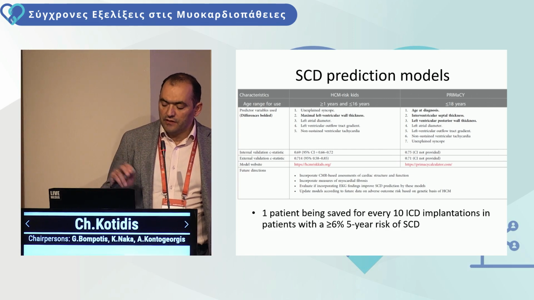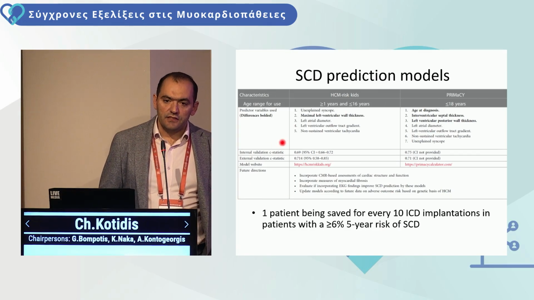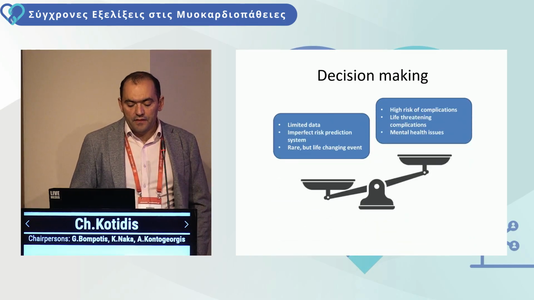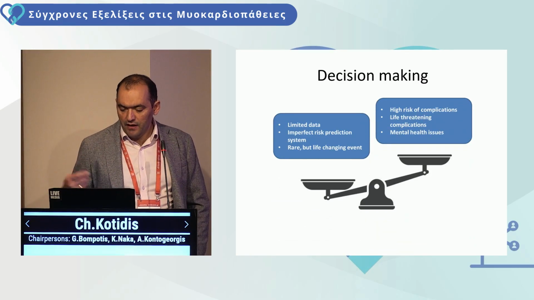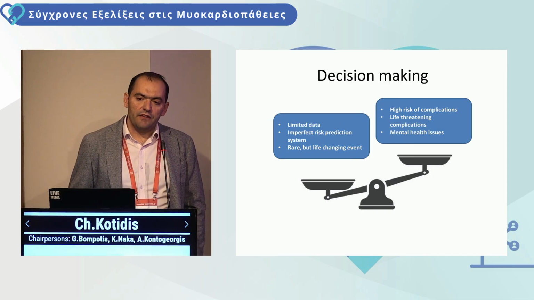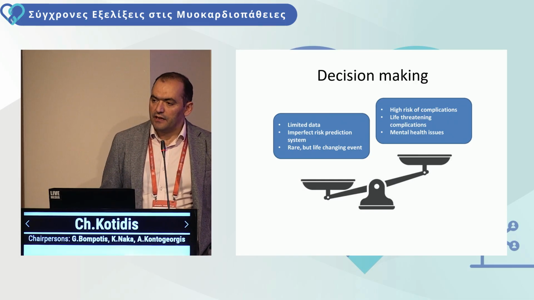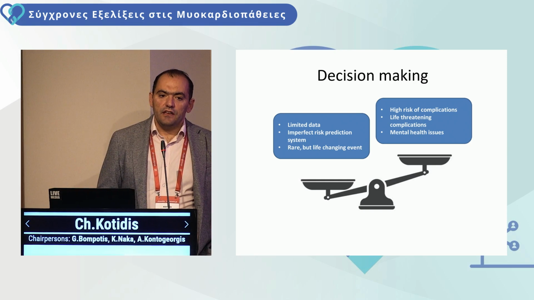Both models have almost the same prediction ability, with C statistic around 0.7. However, even with this fair prediction ability, we need to implant 10 ICDs to save the life of one patient, and this is not ideal. So when we assess the risk, when we speak with the families, we have to balance the risks and make a cost-benefit ratio assessment for the individual patient that we have in front of us.